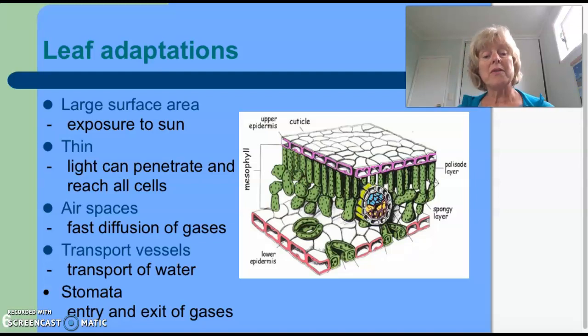So as we said, leaves have a large surface area. They're very thin, so light can penetrate and reach all the cells. They have air spaces to allow diffusion of gases, mostly carbon dioxide, because carbon dioxide is one of the reactants needed for photosynthesis. They have transport vessels because water is needed as well for photosynthesis, and the lower epidermis has little stomata, which are little pores that allow entry and exit of oxygen and carbon dioxide.